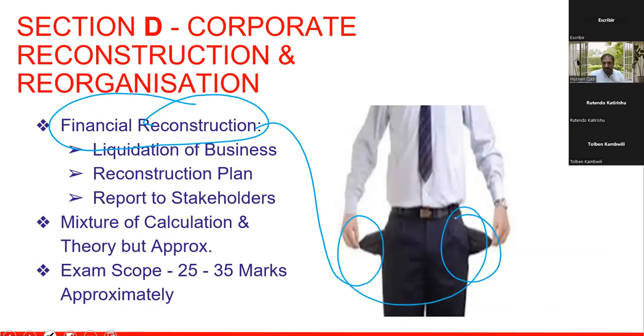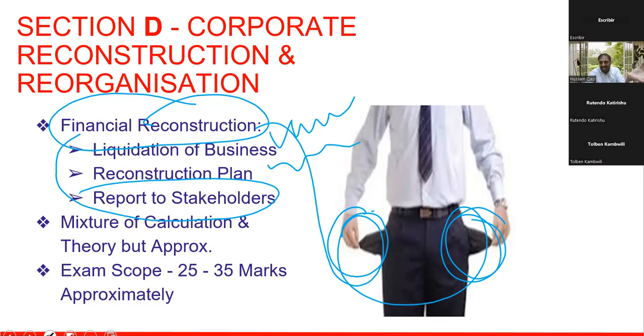Financial reconstruction. Assuming a company faces this situation: the company's liquidity position is very dangerous. Reserves are negative. Now there are two possibilities: either to liquidate the business, or to inject more money and reconstruct the business. So here our role is to analyze the situation and prepare a report for the stakeholders. Which decision will be more beneficial for stakeholders, the liquidation or the reconstruction? Very interesting topic. It's again a mix of theory and calculation. Scope of exam 25 to 35 marks.